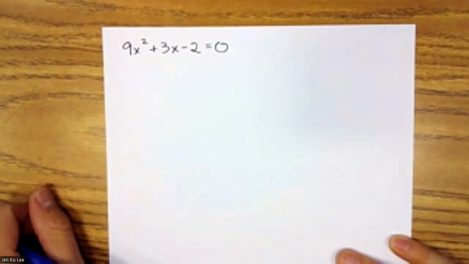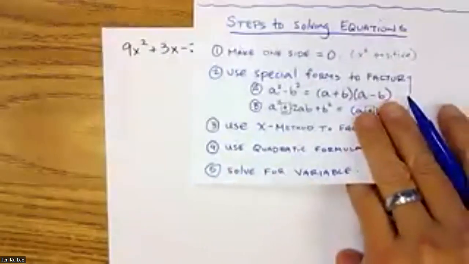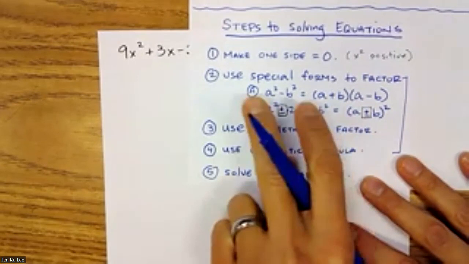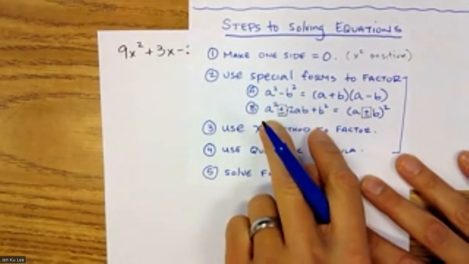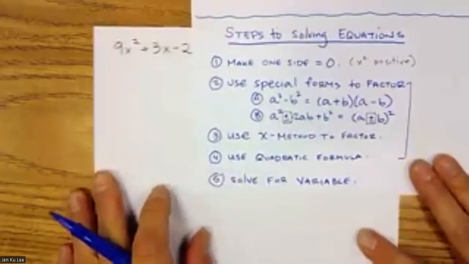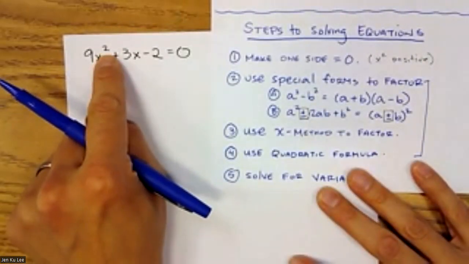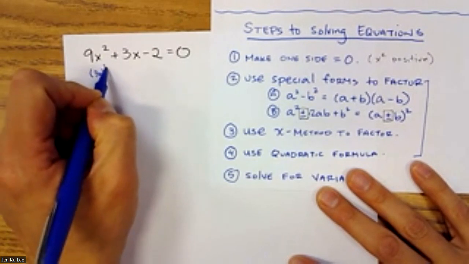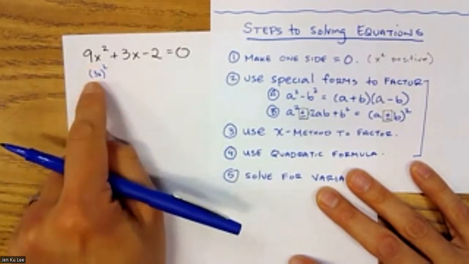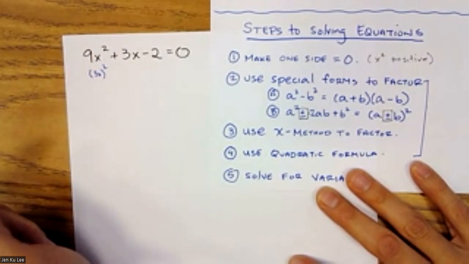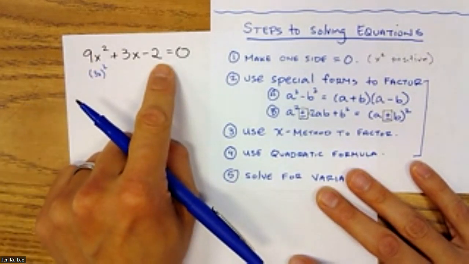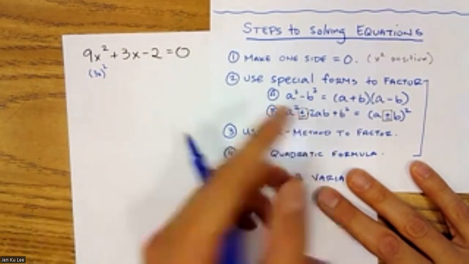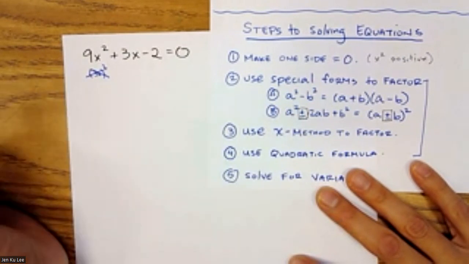Are there any special forms? When you look at the special forms, notice that a and b are always squared, right? So I'm going to look for perfect squares. Is 9x squared a perfect square? Sure it is. It's 3x quantity squared, right? 3 squared is 9, x squared is x squared. Is 2 a perfect square? No. So we don't have a special form. Does that make sense? We can check it, but that doesn't work.